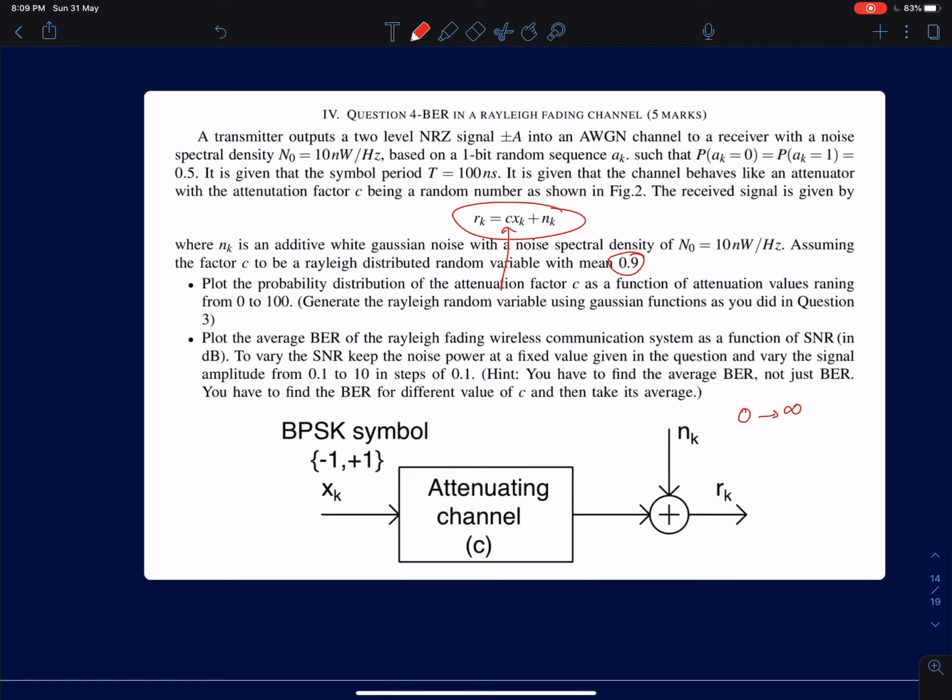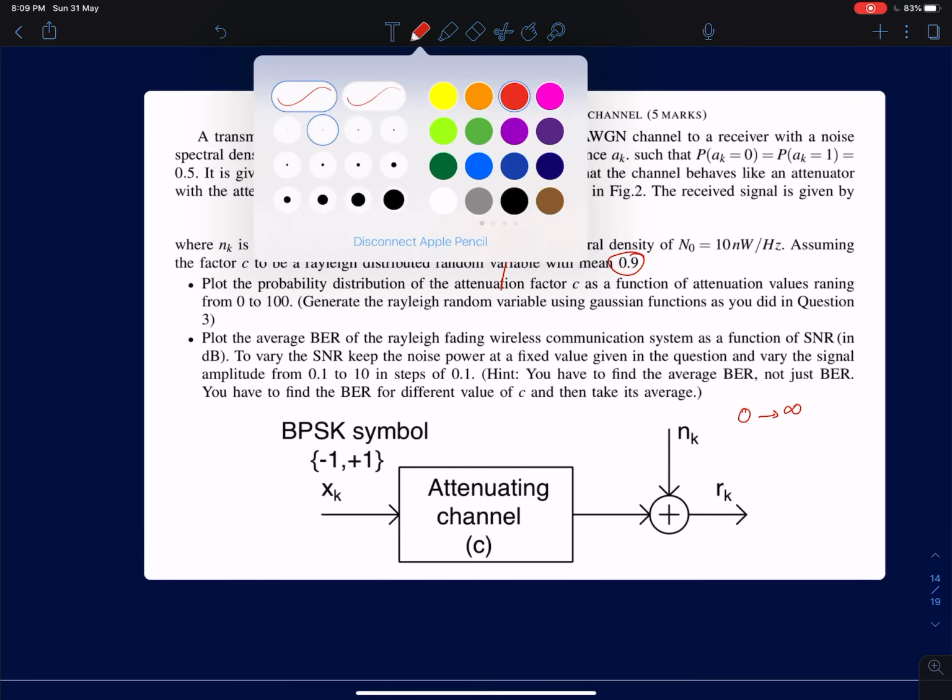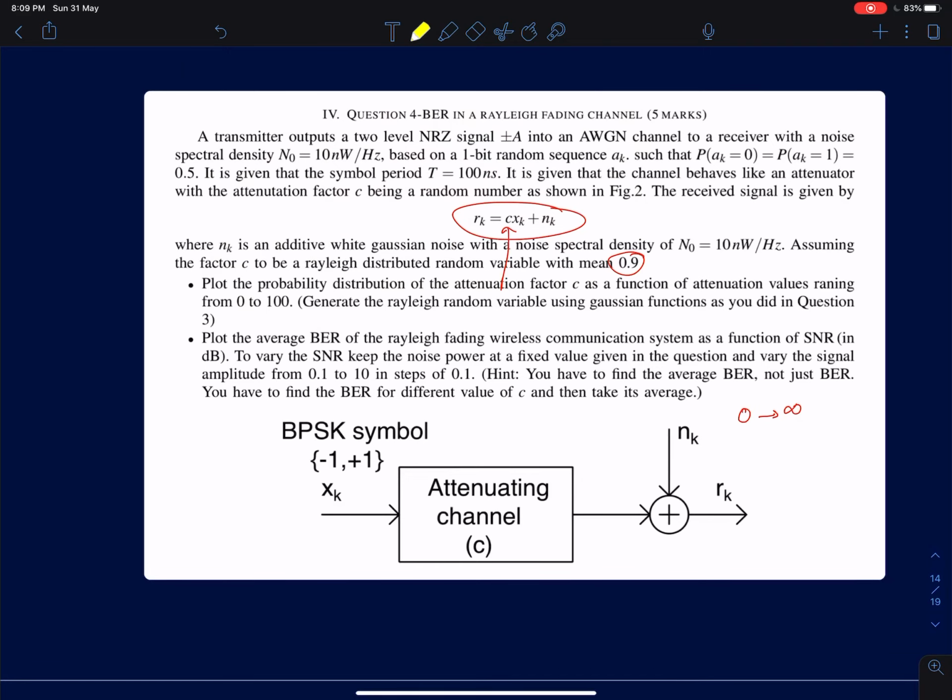If you see previously in question number 2, c could take values from minus infinity to plus infinity because it was a purely Gaussian function. But now c can take only values from 0 to infinity. So we will see how this changes. We will do a similar intuitive analysis, mathematical analysis, and then I'll tell you quickly how to simulate it as well.